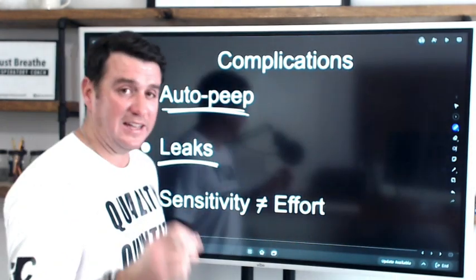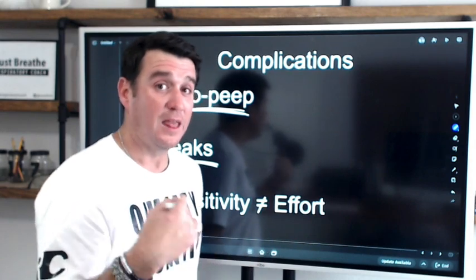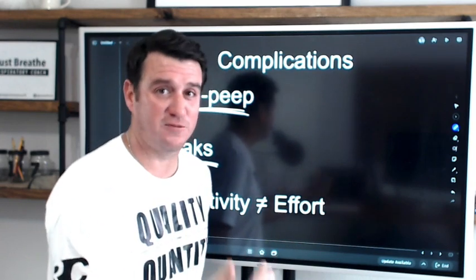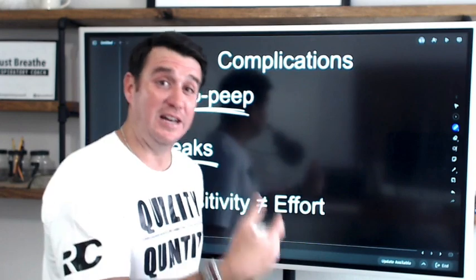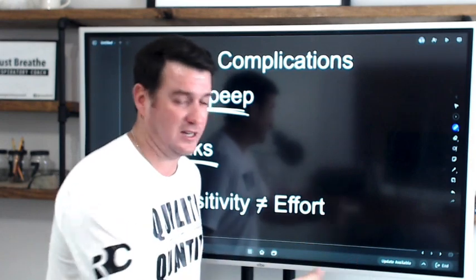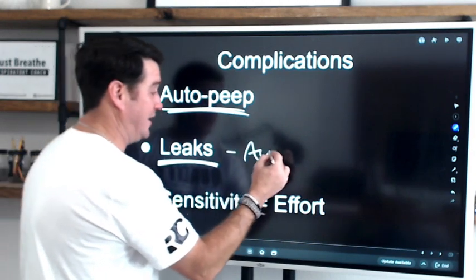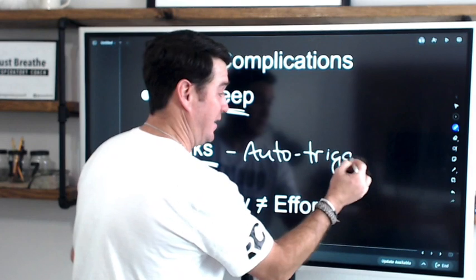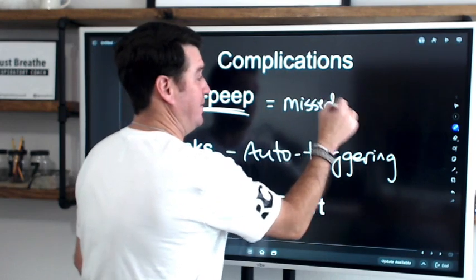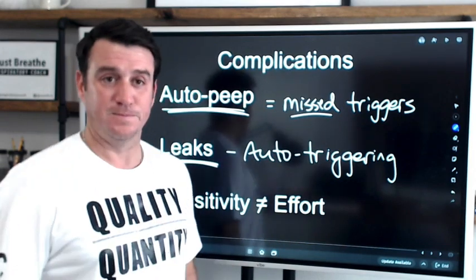Leaks. If you have a leak in your circuit, it will cause your pressure to drop, which could cause additional false triggering. So it could cause auto triggering because of the loss of pressure if you're in pressure trigger. If you have a leak and you're in flow trigger, then you're losing some of that flow out of that leak, and then again, it could cause auto triggering to happen. And so recognizing that leaks will cause auto triggering, potentially, while auto PEEP will cause missed triggers, or at least difficulty triggering.